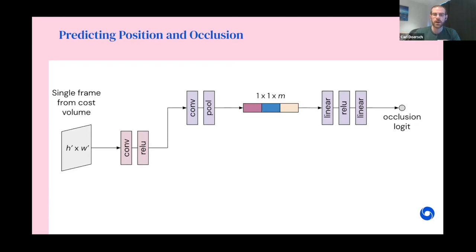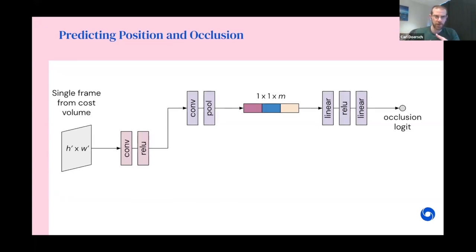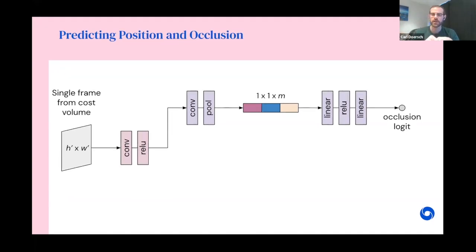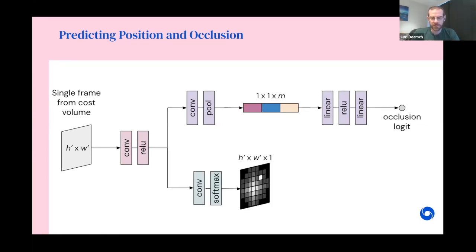Next, we have 2 different pathways. The first pathway is for predicting occlusion. So we apply a convolution and a pooling down to a single feature vector. And then we apply a small MLP to get a logit. We use a softmax cross entropy to train the occlusion prediction. Next. So for predicting position, it's a little bit more complicated, but still pretty simple.